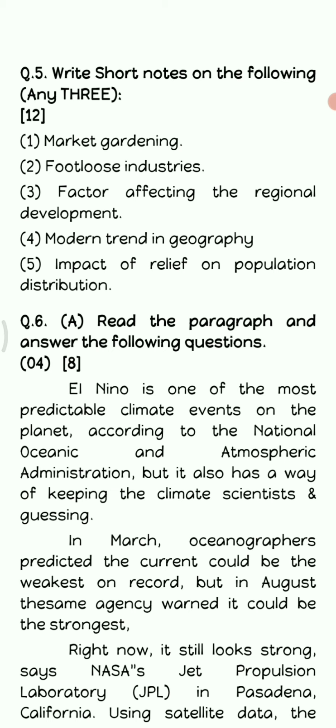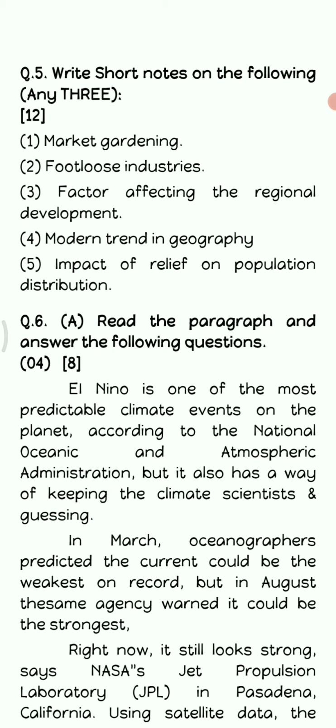Next is question 5, short notes. Out of 5 short notes, you are going to write any 3, because it is mandatory to write any 3, and 1 short note carries a total of 4 marks. So at least 6 to 7 points are mandatory. If there is a requirement of a diagram, you can draw the diagram also.